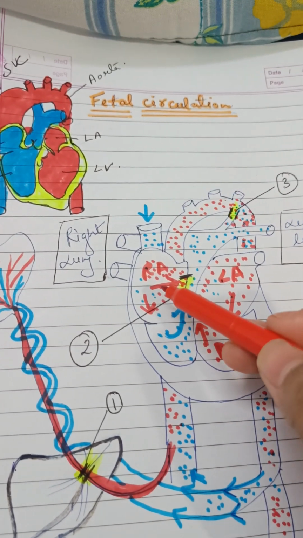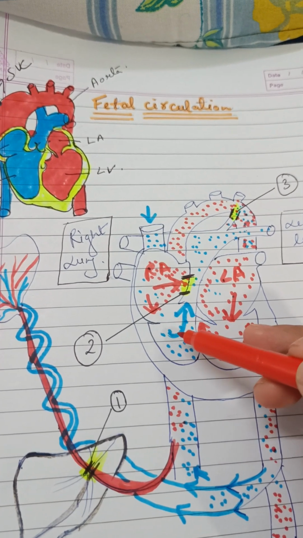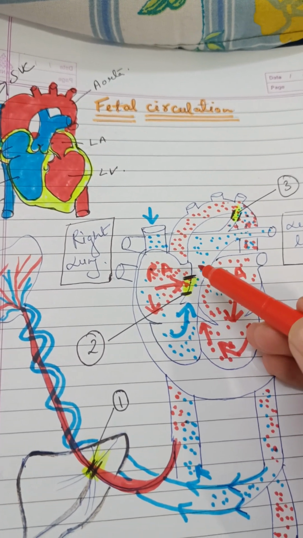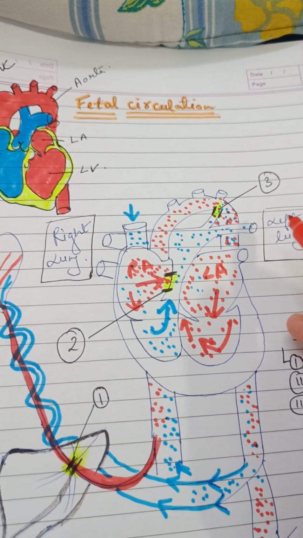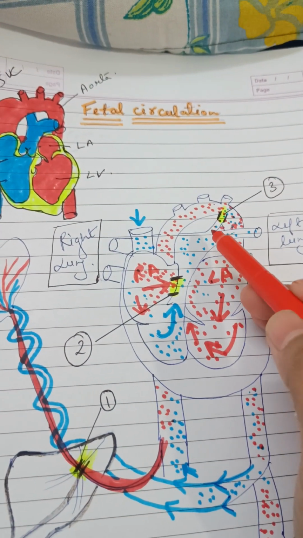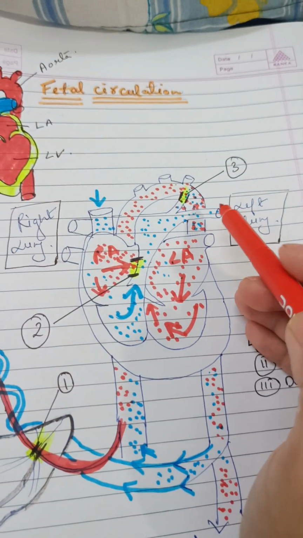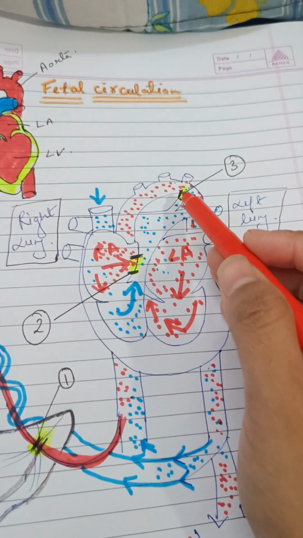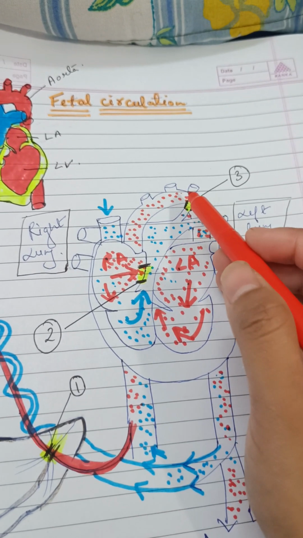And as I said, some of the blood will be moving towards the pulmonary artery. That is, most of the deoxygenated blood will be moving towards the pulmonary artery, and it will try to move to the lungs. But as I said, the lungs are filled with fluids, so there will be resistance in the lungs. Because of that, what will happen? There is another shunt here, which is known as the ductus arteriosus. Because of this resistance, this blood will move towards the ductus arteriosus shunt and will get mixed with the aortic blood.